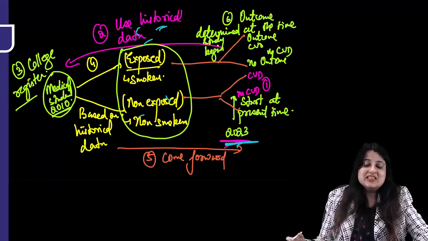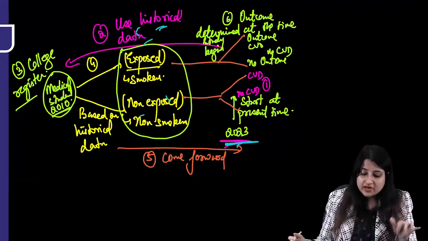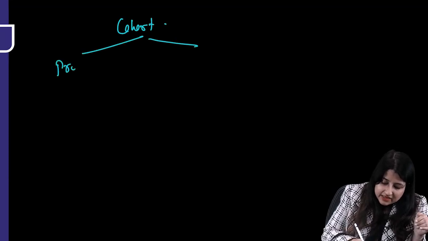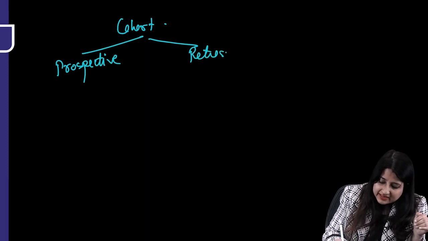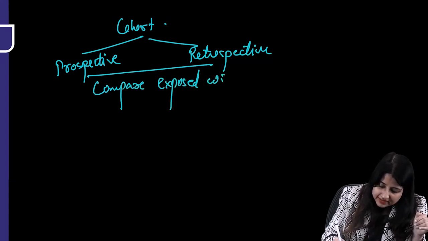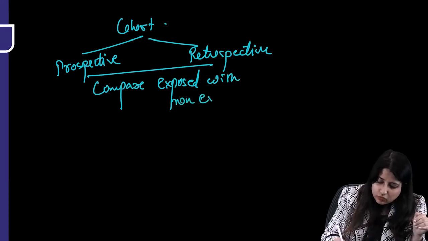How many did not? So now, why is this a cohort? Remember, it is a cohort. Okay, why is it a cohort? Because whether it is prospective or it is retrospective, guys, what are we doing? We are always comparing what? We always compare exposed with non-exposed. Okay, this is the golden thing.